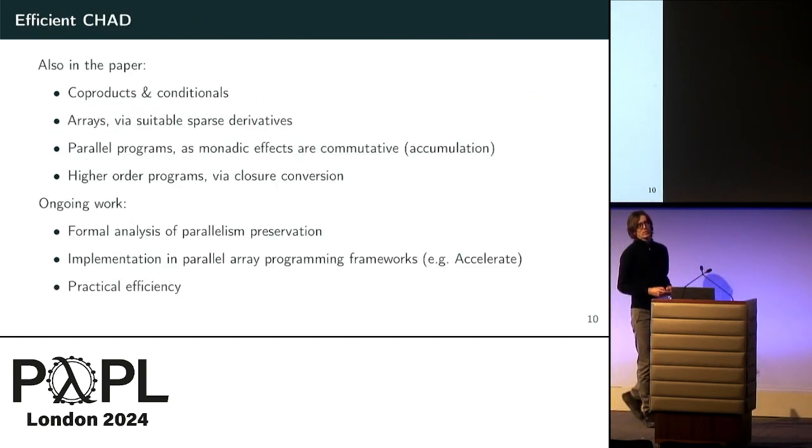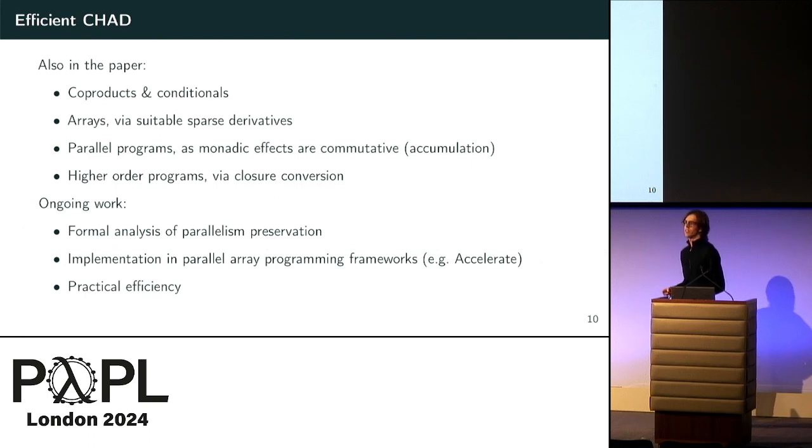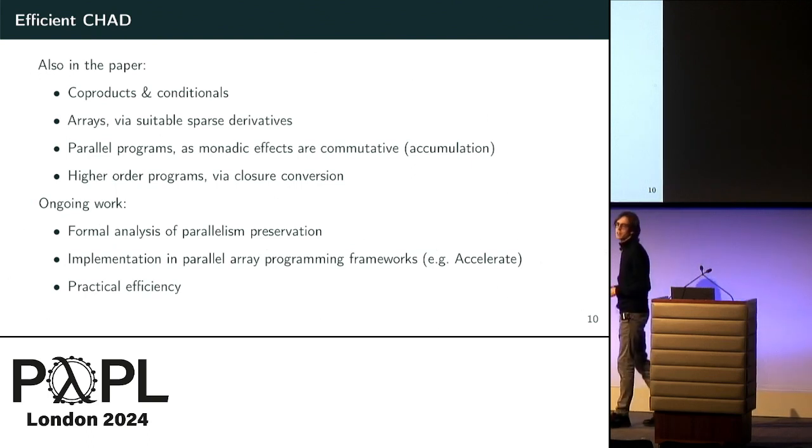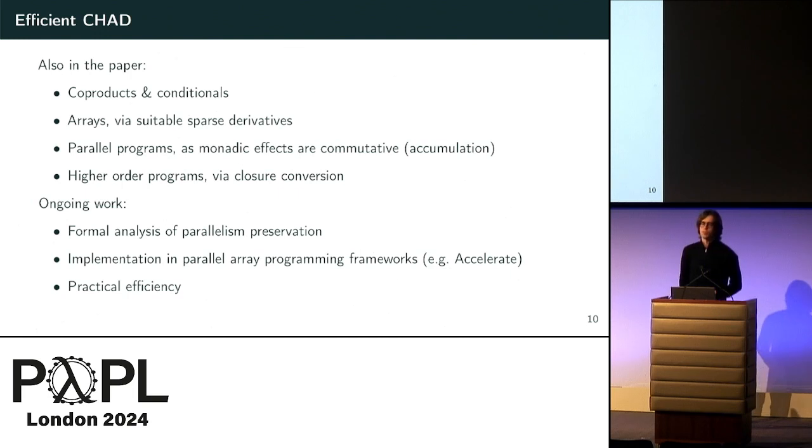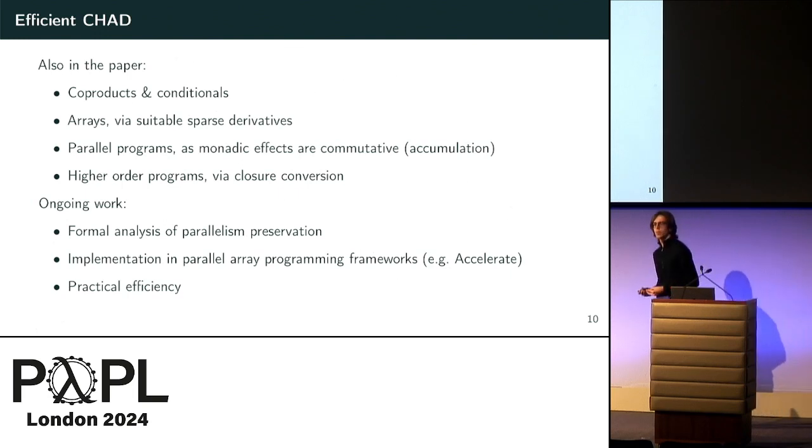So this is my final slide. There's a bunch of things that did not fit in this presentation, but that we do have in the paper. For example, we have coproducts and dynamic control flow in the paper. We have arrays and parallel programs. And we have higher order programs, which you can make efficient by closure conversion.